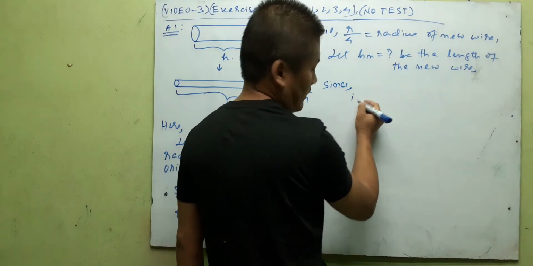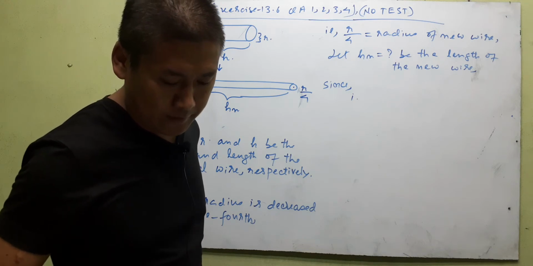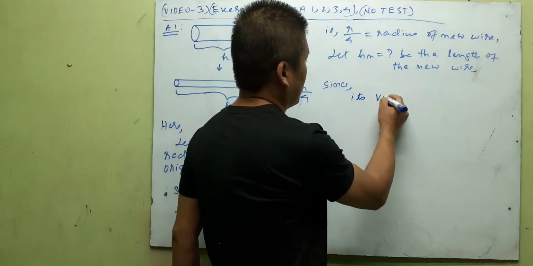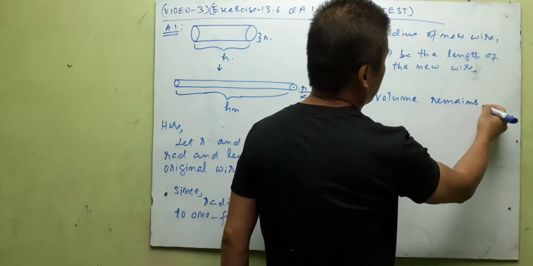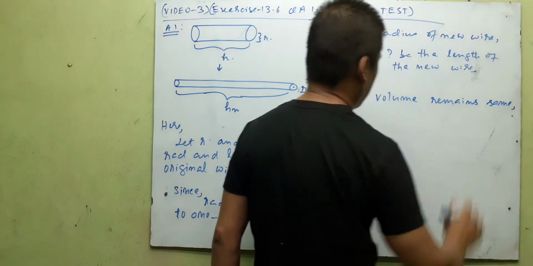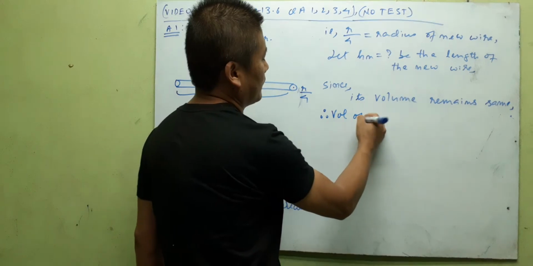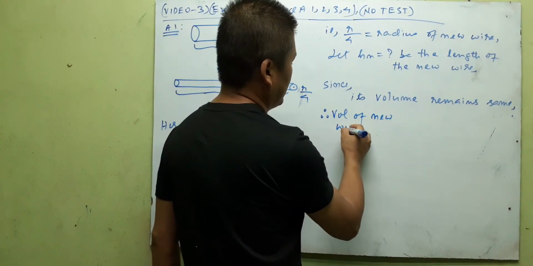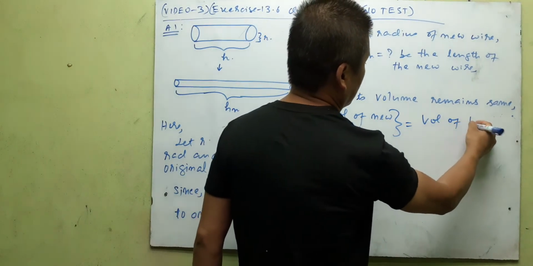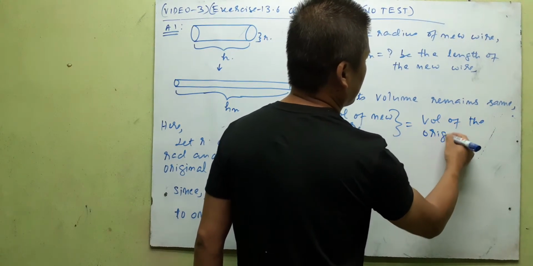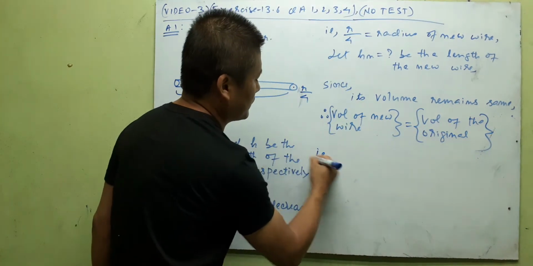So with this now, we have one more information. Look at the first line of the question, its volume remains same, question is saying like that. Therefore, what does this volume remain same mean? It means volume of the new wire is exactly equal to the volume of the original wire. That's what the question is saying actually. So with this, we can now do like this.